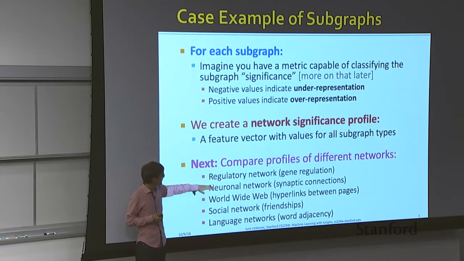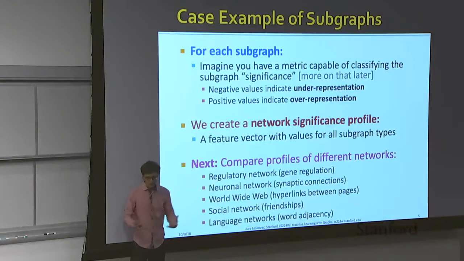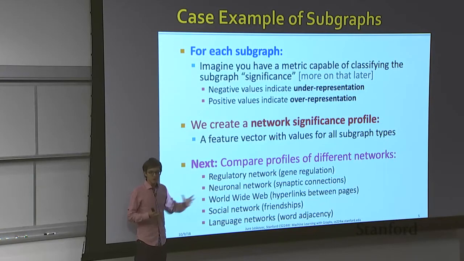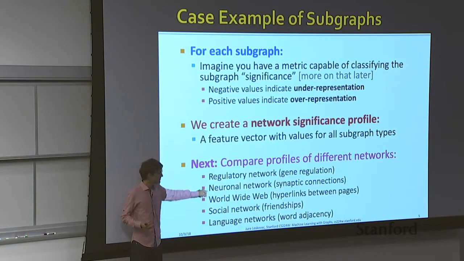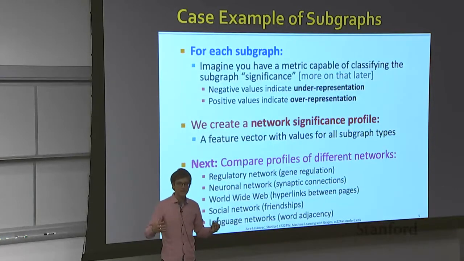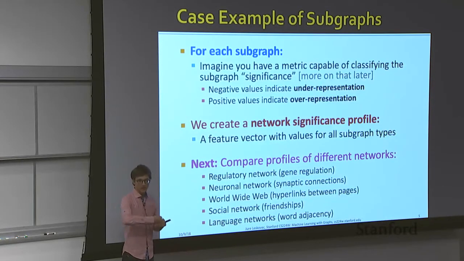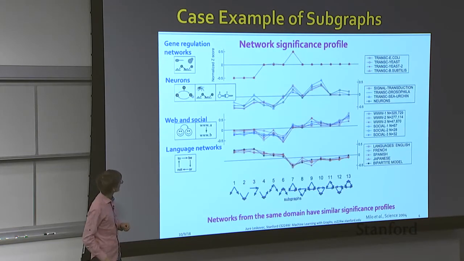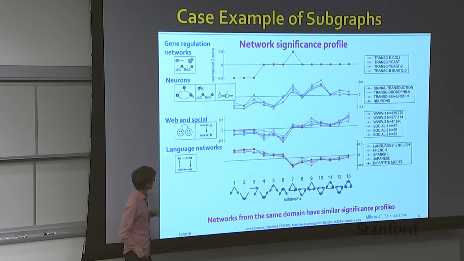So what I'll show you is gene regulatory networks, so networks coming from biology, networks of neurons, so real neurons in real organisms and how they connect to each other, an example of an information network of the World Wide Web, a social network, and networks that you can create out of text and language by linking adjacent words and so on. And so these are the different classes of networks. So what am I showing you here?